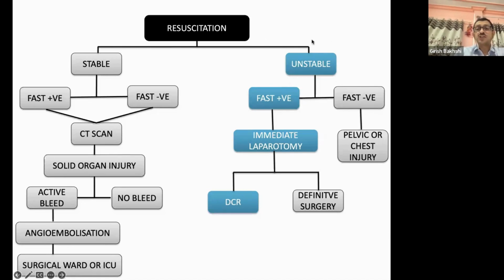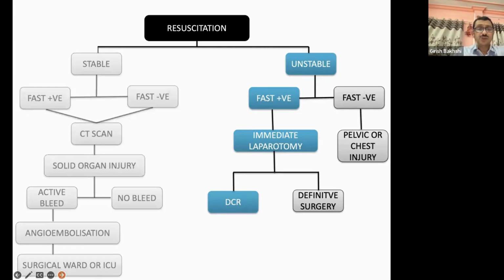But it is this group, the unstable group, where if FAST is positive, now this is unstable, FAST positive, don't ever shift these patients to CT scan. Remember this, CT scan is only for stable patients. So these are the patients where you may require an immediate laparotomy and think about damage control resuscitation. So that's why it has a limited role, but yes, it has a role.